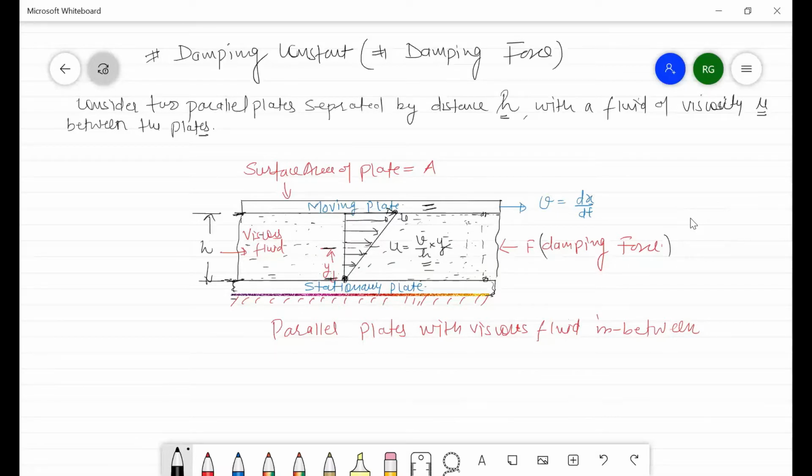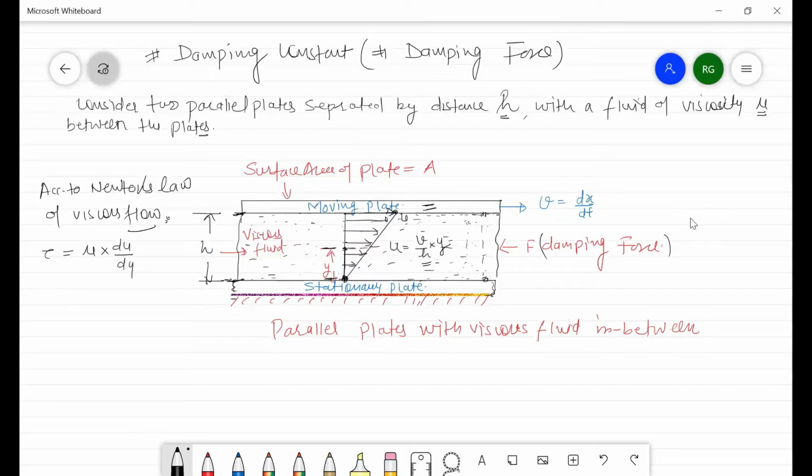So according to Newton's law of viscous flow, the shear stress tau developed in the fluid layers at a distance y from the fixed plate is given by: shear stress developed between the layers at the distance y from the fixed plate is given by tau is equal to mu multiplied by du by dy, right?